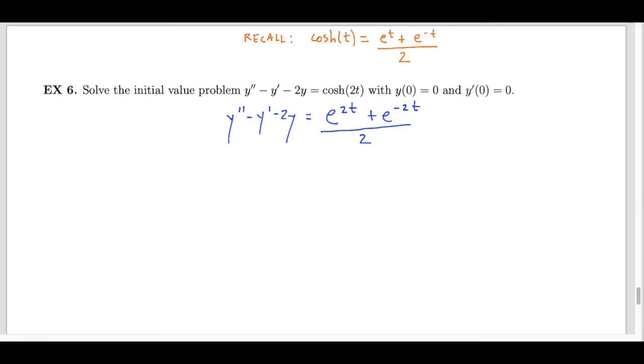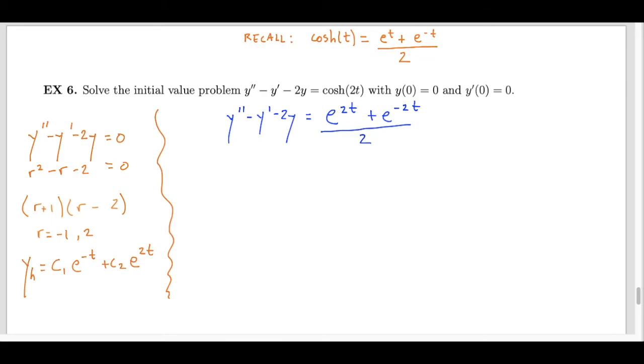As always, I start by first solving the homogeneous version. So I found my y sub h. Now I make an initial choice for y sub p based on the structure of this right-hand side. This right-hand side is two exponentials, so my y sub p will be two corresponding exponential terms.